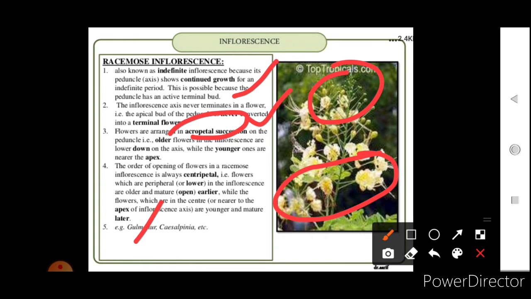Here, what are the points you have to remember? That is, it is an indefinite inflorescence. Continuous growth will be seen. The apical bud of the peduncle will not be converted into a terminal flower, and it will grow in an acropetal succession. Older flowers will be at the base and younger flowers will be at the tip. Okay.